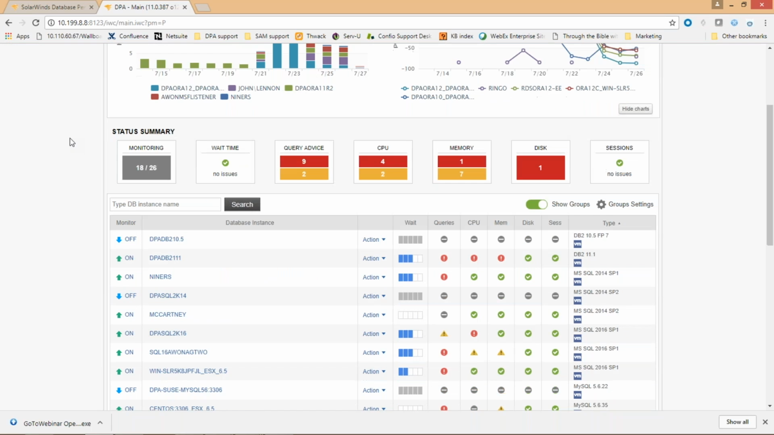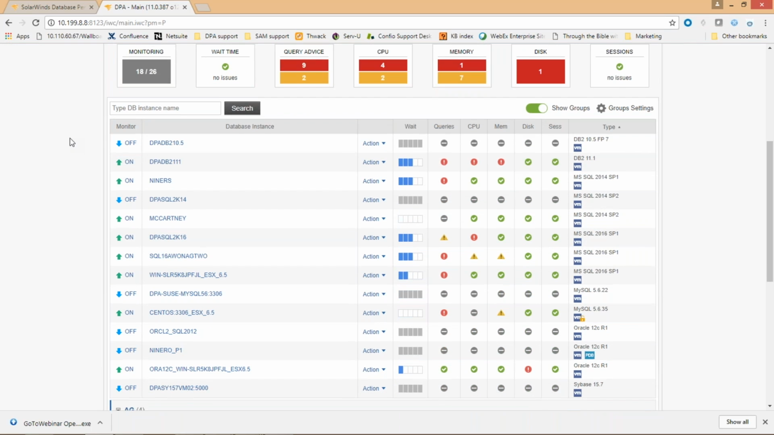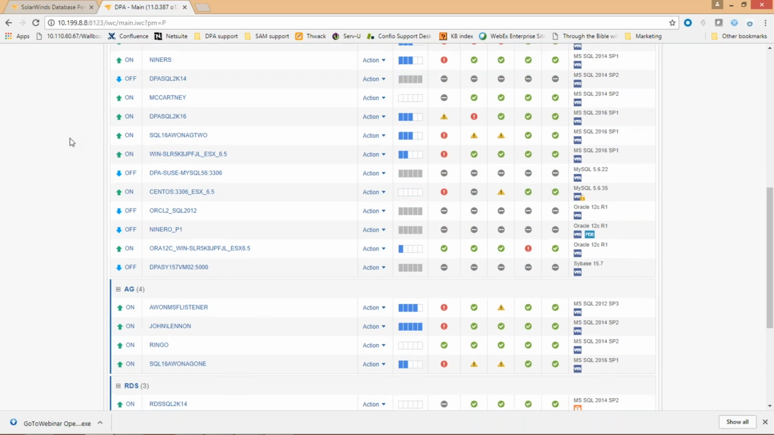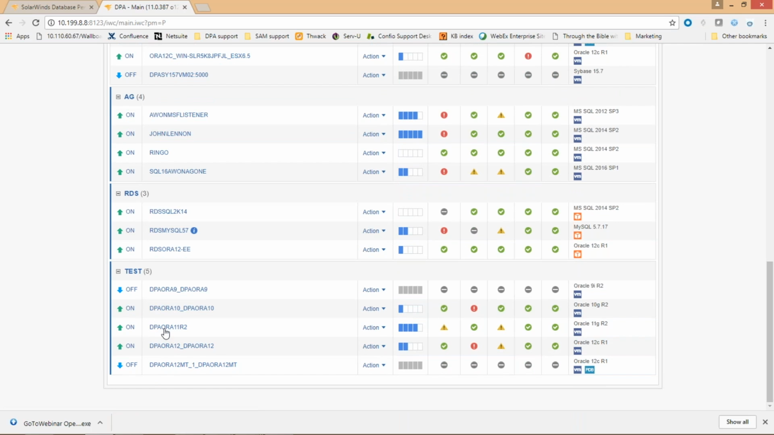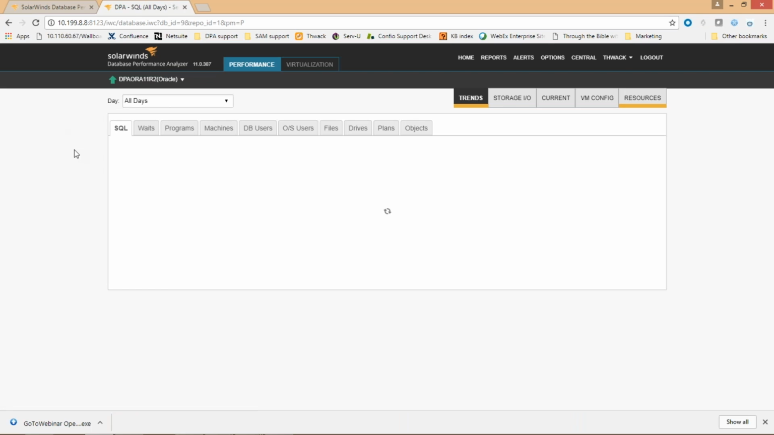So you can see here all the different databases that I'm monitoring. You can see the different flavors of database platforms that we have. And I'm gonna dive into one of them down here. It's an Oracle instance, just for our purposes here.